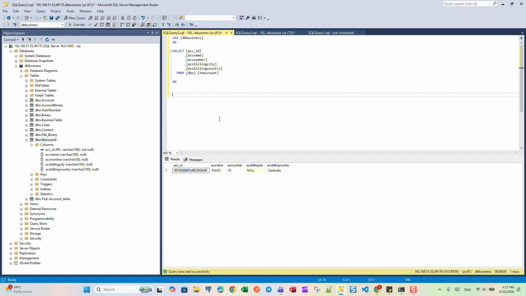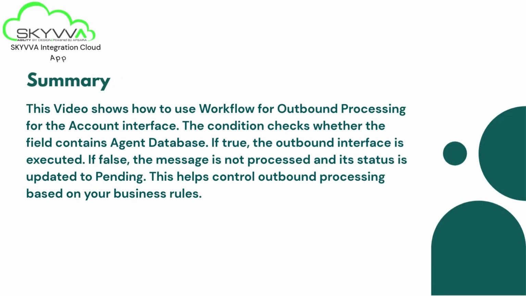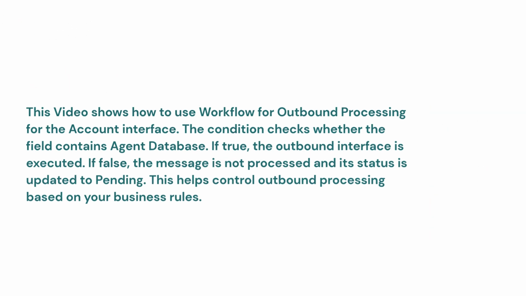Now we have finished explaining and demonstrating how to use the workflow with the outbound interface. Summary. This video shows how to use workflow for outbound processing for the account interface. The condition checks whether the field contains agent database. If true, the outbound interface is executed. If false, the message is not processed and its status is updated to pending. This helps control outbound processing based on your business rules.